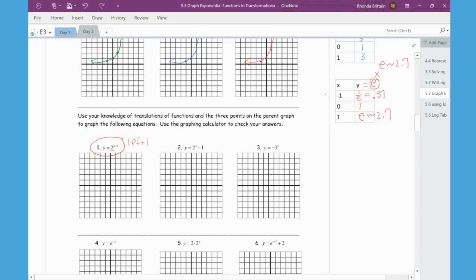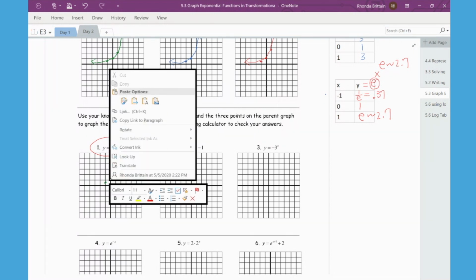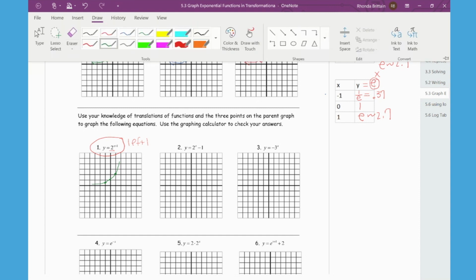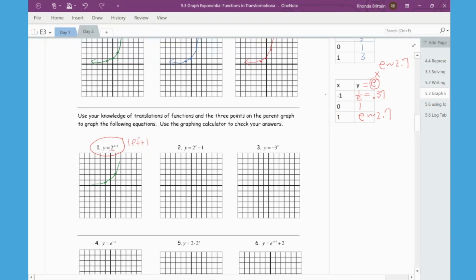So since my base is 2, which is going to match my first parent function that I have in green, we're going to actually move those 3 points to the left by 1 unit. So I'm going to go ahead and draw the parent function that we have. And then we're going to just transform that. So here's my parent function. And in a separate color, I'm going to move each of those to the left by 1 unit. And that would be the transform graph.